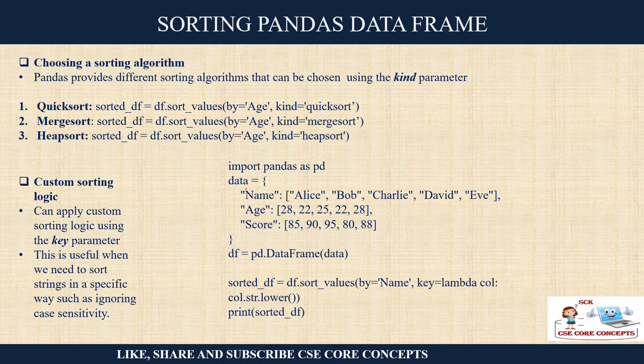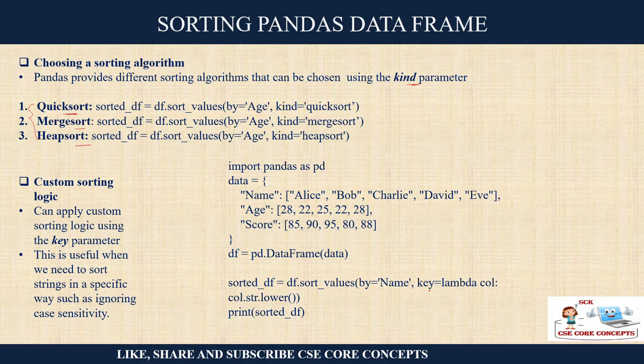One important feature here is that you can sort using other sorting algorithms also, using the kind parameter. Which other sorts? Quick sort, merge sort, heap sort. I hope you know them. If you do not know them, you can check out my data structures playlist, the sorting and searching playlist, where I will give the link in the description box. Using that playlist, you can understand these different types of sorts, and you can use them in sorting your data frame.